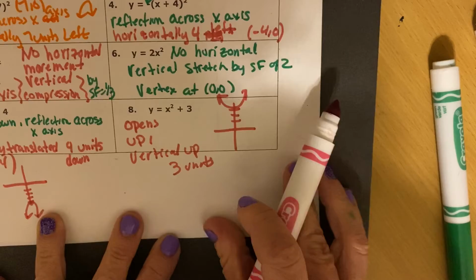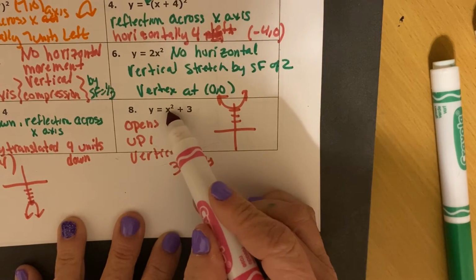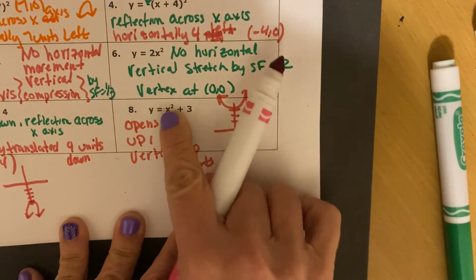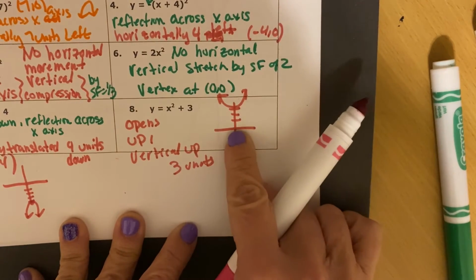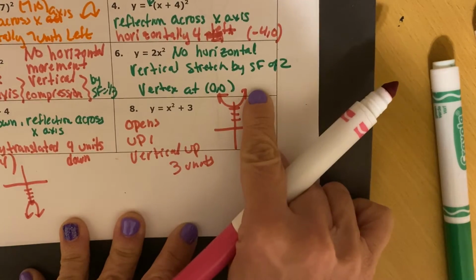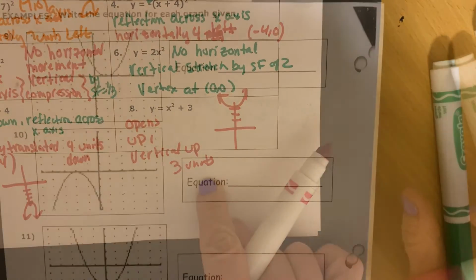On number 8, start with my parent function right here, which is x squared. Normally my vertex is at 0, 0. This tells me I'm taking my parent function and I'm moving it up 3, 1, 2, 3. So now this is my parent function that I've moved vertically up 3 units.